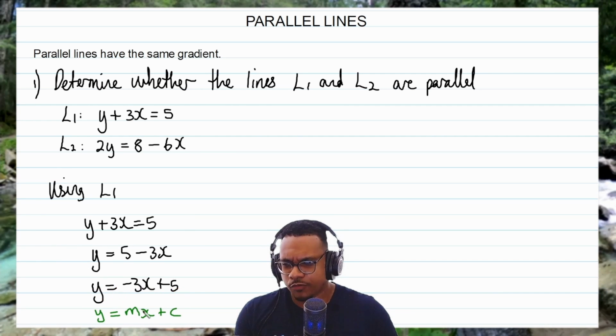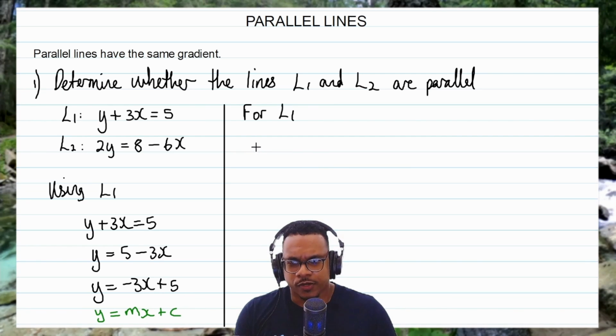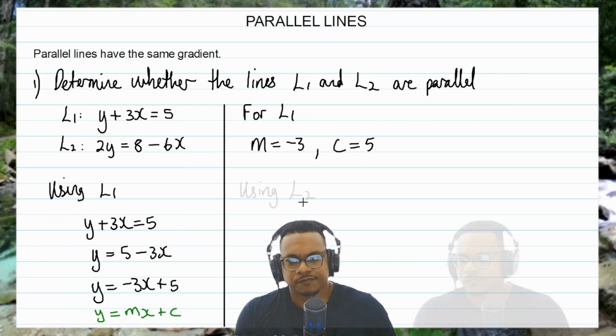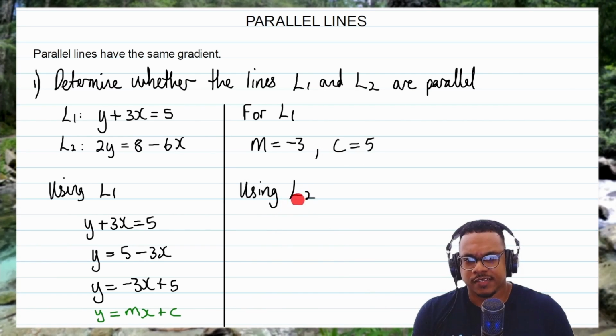So now I have it in the form y is equal to mx plus c. So we can clearly see that negative 3 is our gradient and 5 is our y-intercept. So for L1, we'll have m is equal to negative 3 and our y-intercept is 5. So now we're going to be looking at L2, which will be 2y is equal to 8 take away 6x.